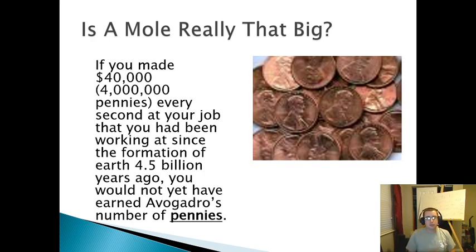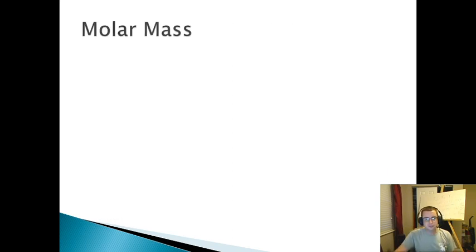Also, if we made $40,000, or the equivalent of 4 million pennies, every second at a job that you've been working at since the formation of the Earth 4.5 billion years ago, you still wouldn't have earned an Avogadro's number worth of pennies. So you still wouldn't have a mole's worth of pennies, even at $40,000 a second for 4.5 billion years. It's an absolutely massive, massive number.